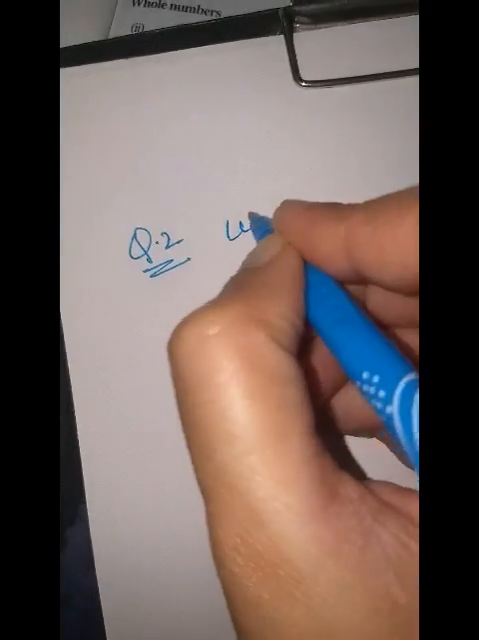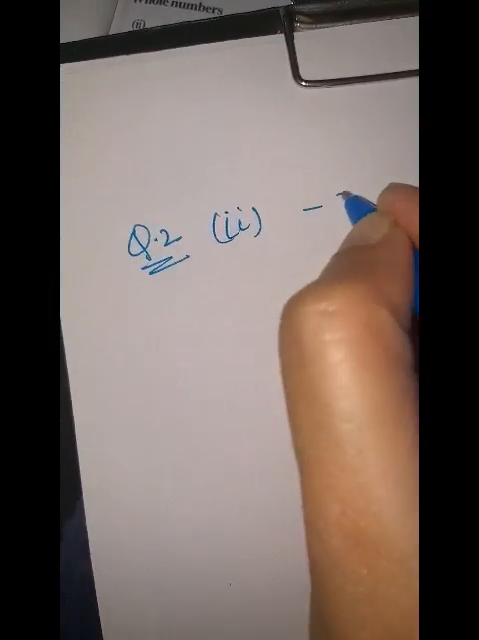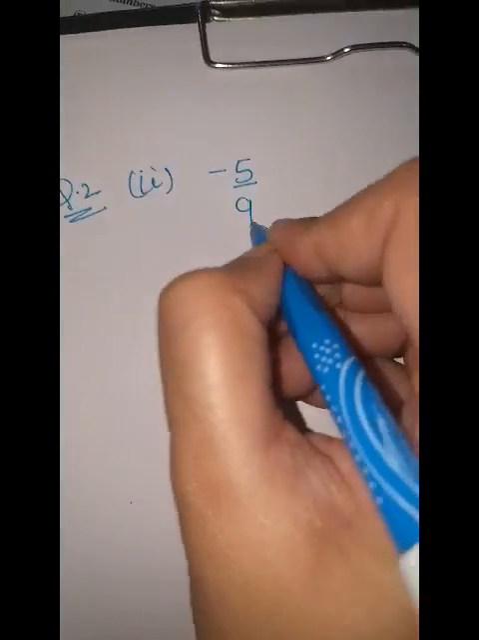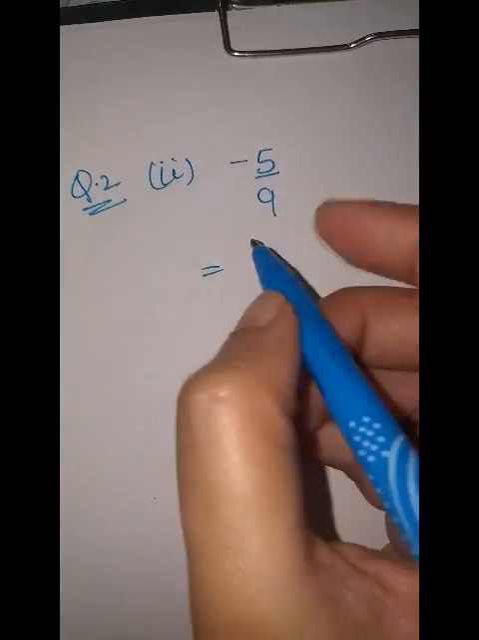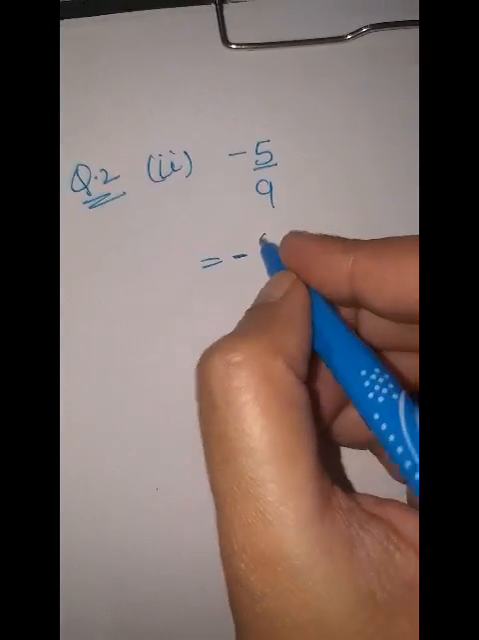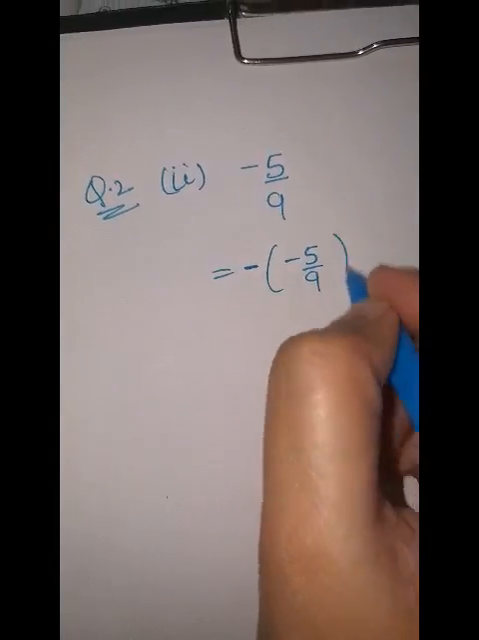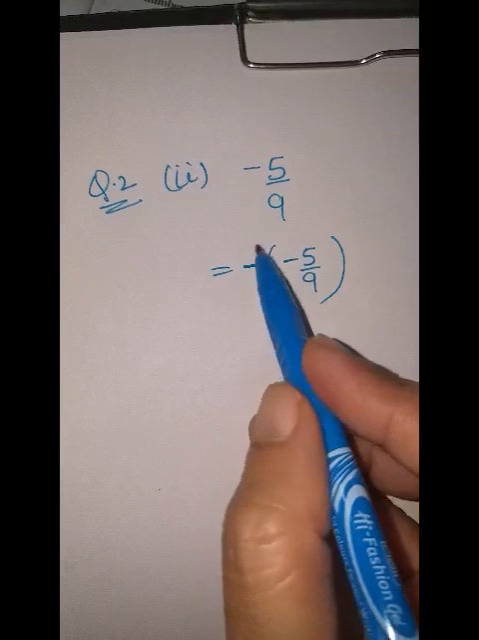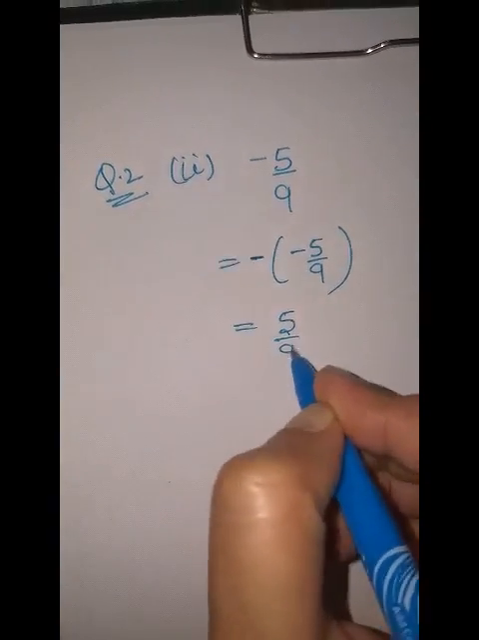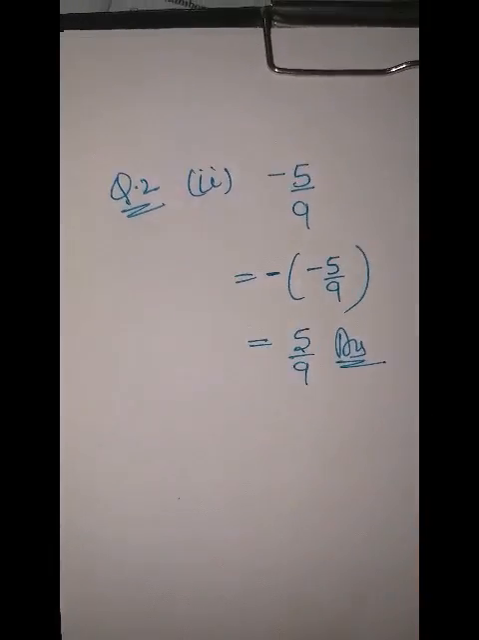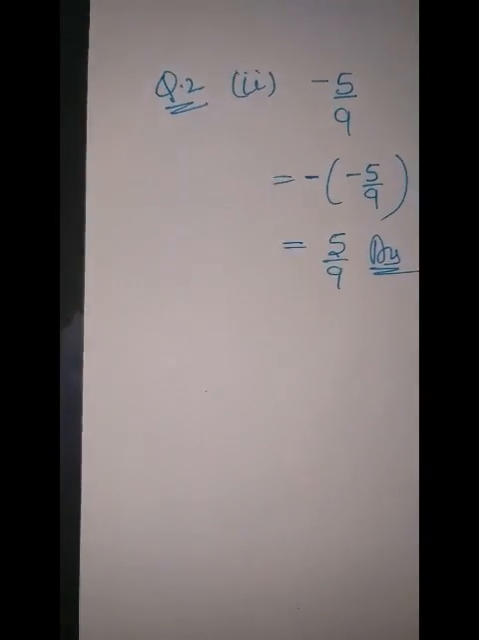Now we will do the second part here. Second part is minus 5 by 9. As I told you, additive inverse means negative of that number. So we will put a minus sign here, and this is minus 5 by 9. Minus minus in multiplication always becomes plus. So answer is 5 by 9. Rest of the parts you have to try yourself.